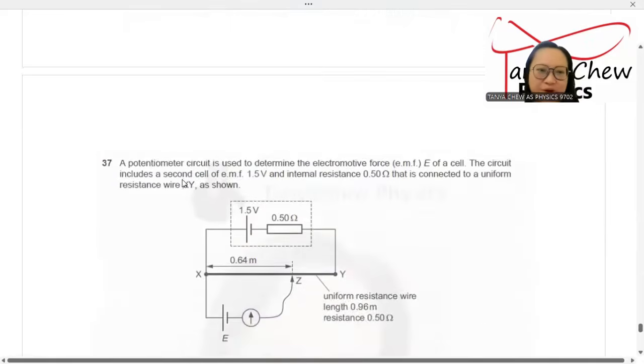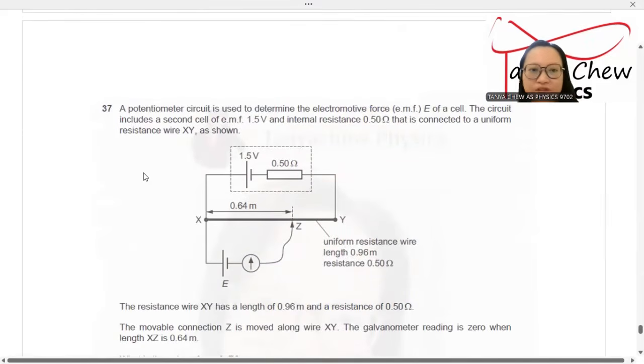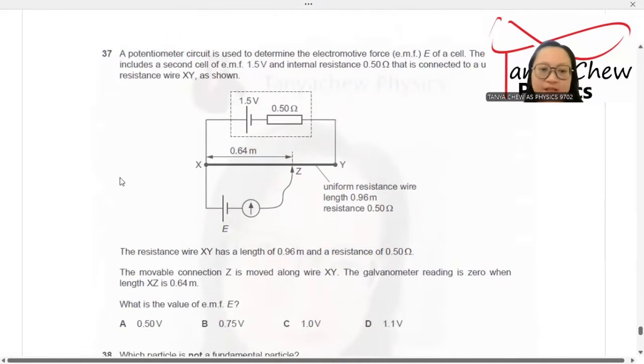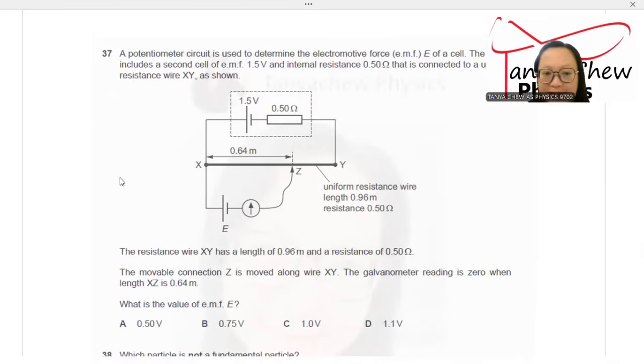Now, question number 37. A potentiometer circuit is used to determine the EMF, electromotive force, of a cell. The circuit includes a second cell of EMF 1.5 volt and an internal resistance of 0.5 ohm that is being connected to a uniform wire XY as shown. Resistance wire XY has a length of 0.96 meter and resistance of 0.5 ohm. The movable connection Z is moved along wire XY. Galvanometer reading is 0 when the length XZ is 0.64 meter. What is the value of the EMF E?